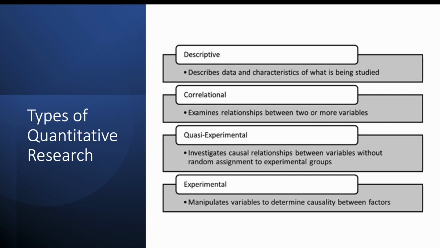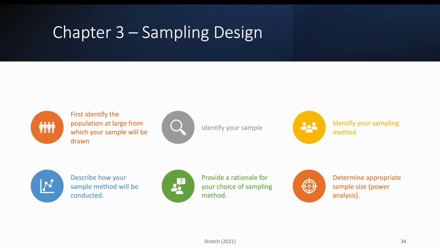So, sometimes ethics also kind of limit us on what we can do for reasonable reasons. Chapter 3 is where you're going to also talk about your sampling design. This is how you're going to get your sample. So there's a sample, which is the smaller representation of the population, and the sampling is the process you're going to use to get that sample.